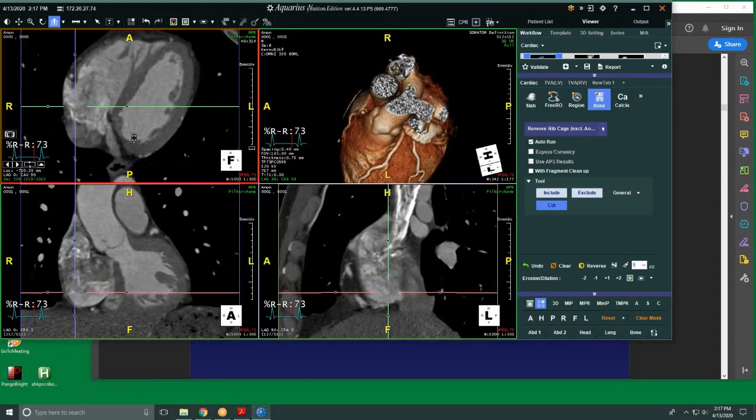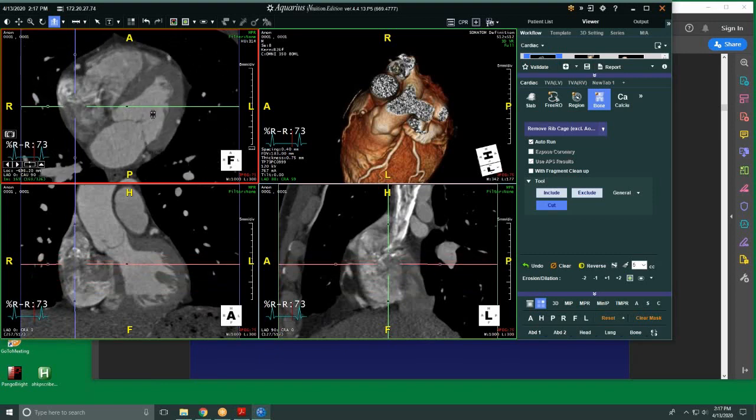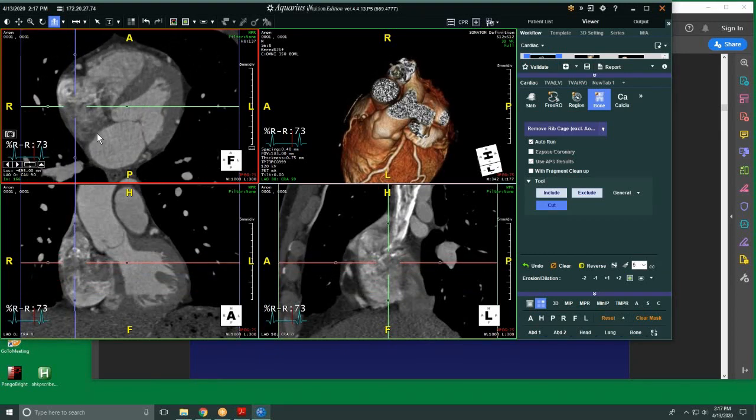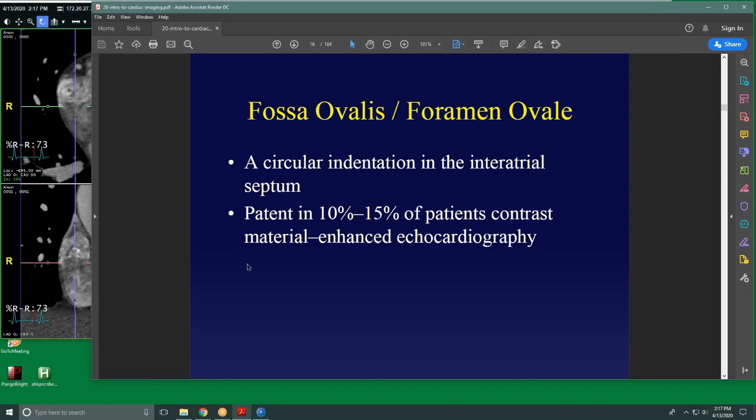And other things you can see in the right atrium are the fossa ovalis. It usually lives right about here. Sometimes you have some fat along the interatrial septum, and there's a little area of sparing. That's where you have the foramen ovale, which generally closes, however, it may remain patent in up to 15% of people on contrast enhanced echocardiography. So that's by contrast enhanced echocardiography. The numbers actually of people where it's patent is higher.